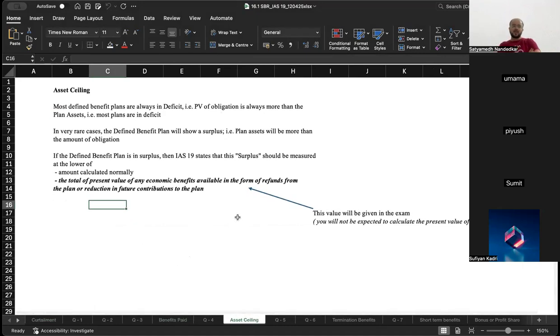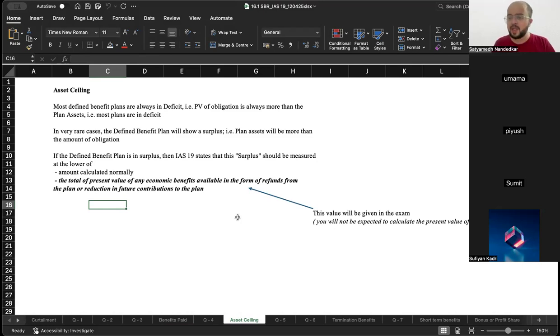Asset ceiling is basically an extension of the prudence principle. We know that when we talk about contingent liability and contingent asset, we are super careful, we are super cautious when disclosing or recording that. We don't even disclose a contingent asset if the probability is less than 50%. In case of contingent liabilities, we disclose it when the probability is less than 50%.